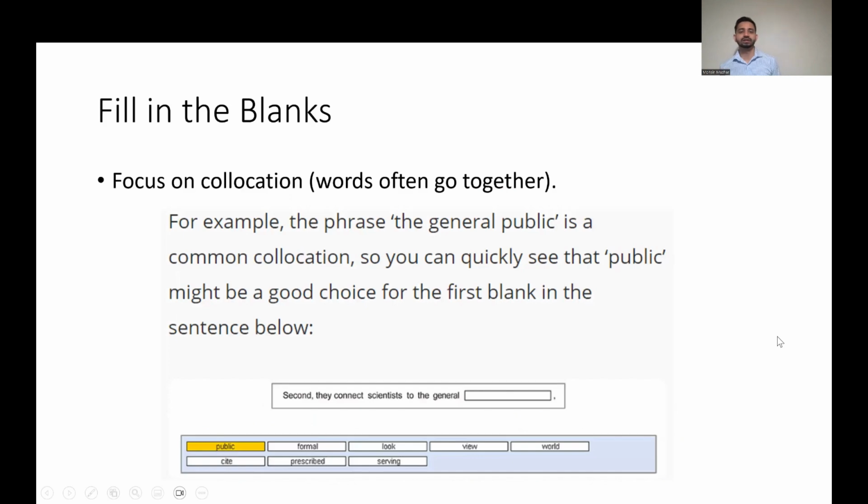Now we're going to talk about collocation. In terms of collocation, we already discussed this. These are the words that often go together. In English, these words kind of make sense when they go together, and you will have to just learn them by heart.